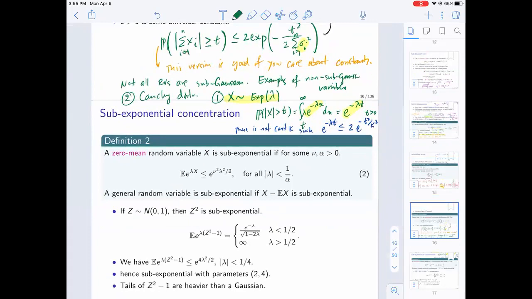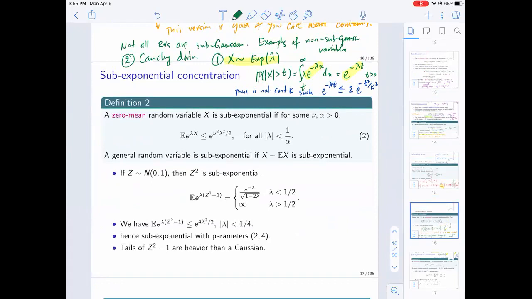And so now we have sub-exponential concentration, which extends sub-Gaussianity to include some of these variables. So in particular, a sub-exponential random variable in the far end of the tail behaves like an exponential variable. A zero-mean random variable X is called sub-exponential if we have the same kind of behavior for the MGF. Here I'm using nu instead of sigma, but it's the same formula. So the MGF is upper bounded by e to the nu squared lambda squared over 2.